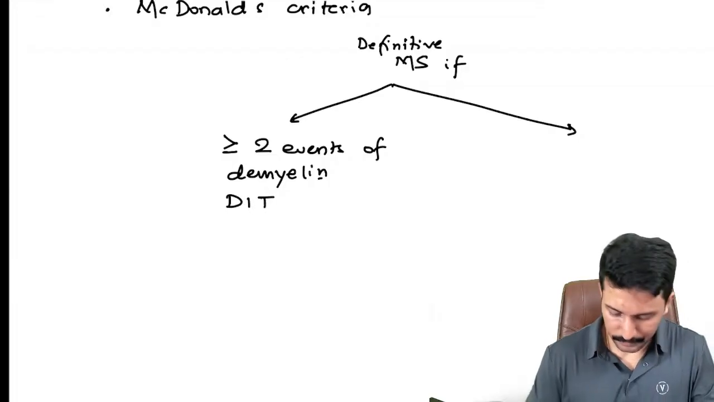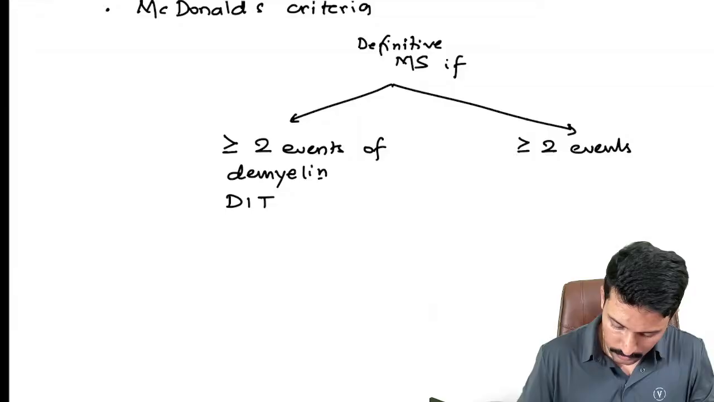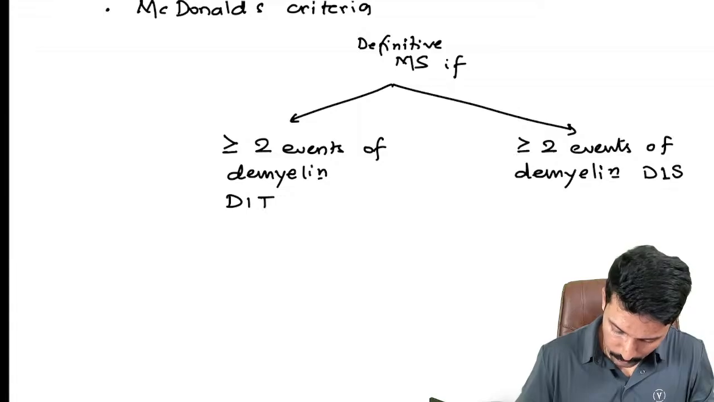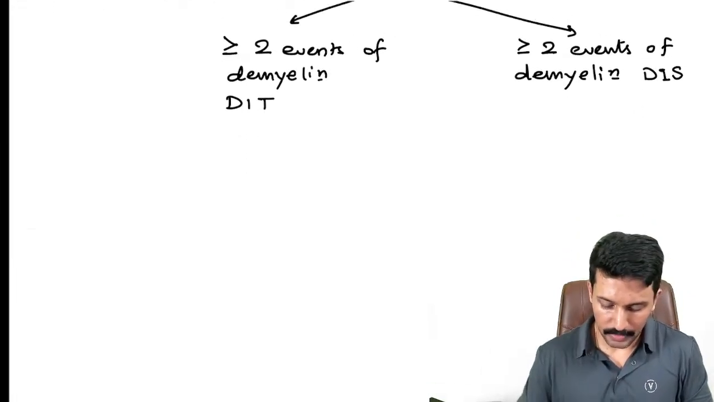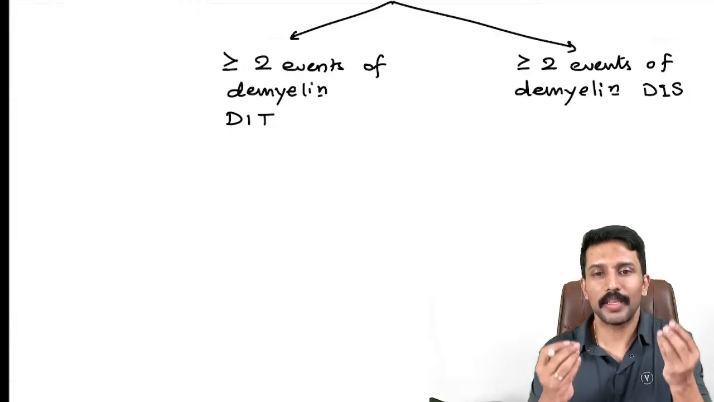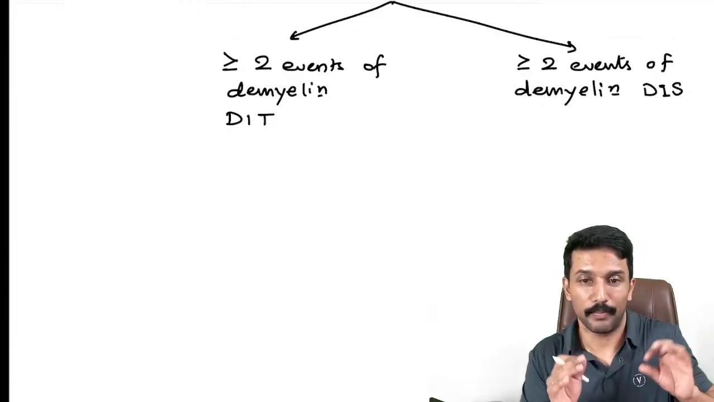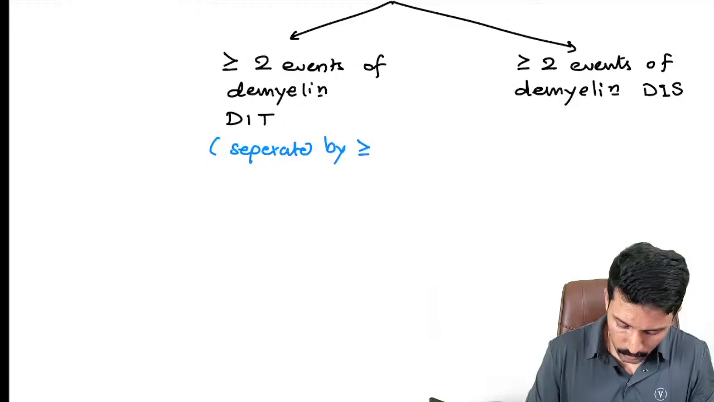disseminated in time, and there should be more than or equal to 2 events of demyelination disseminated in space. What do I mean by disseminated in time? There should be a history of 2 events happening in the patient's life which are separated in time by more than 1 month. Separated by more than or equal to 1 month.